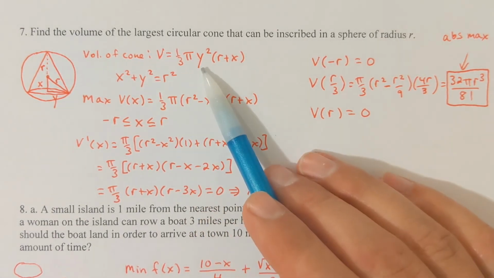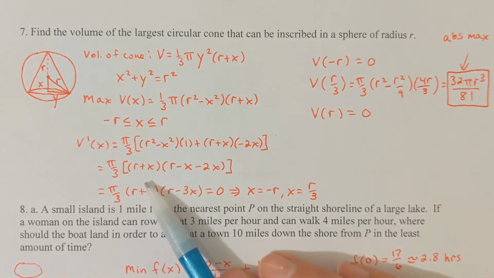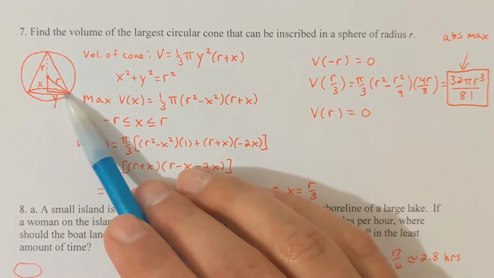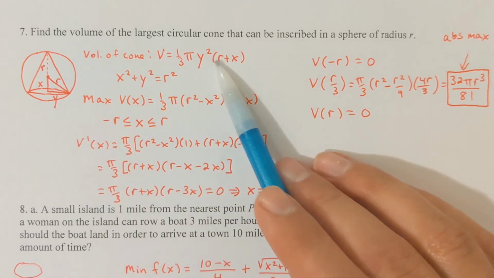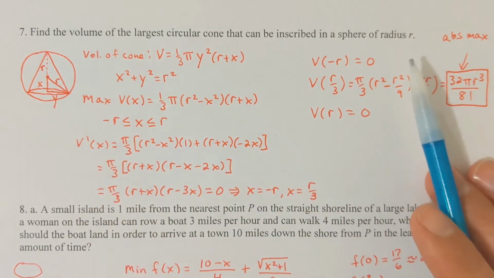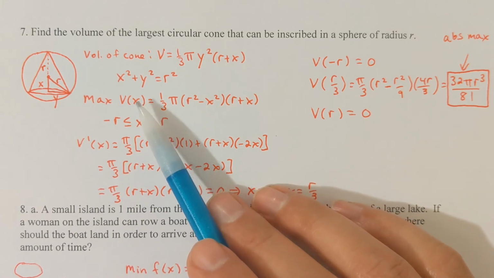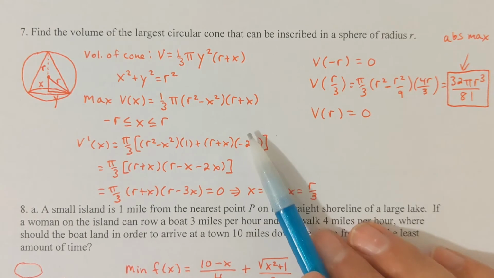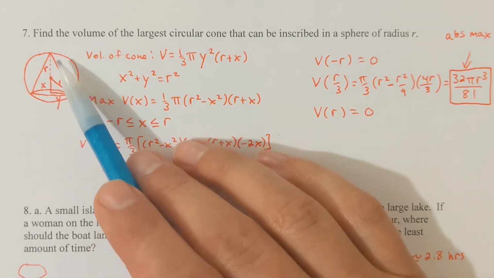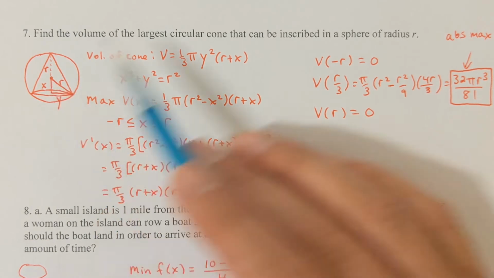So the volume of a cone is 1/3 pi times the radius of the base squared times the height. Well, in this picture, I've got 1/3 pi times the radius of the base, that's y squared, and then times the height of the cone, that's r plus x. Okay, now I'm going to be maximizing the volume of this cone, and this is going to be a function of x. r is a fixed number, right? r is the radius. That is not changing in the problem, but x could change. If I redraw this cone several times, x would take on many different numbers.